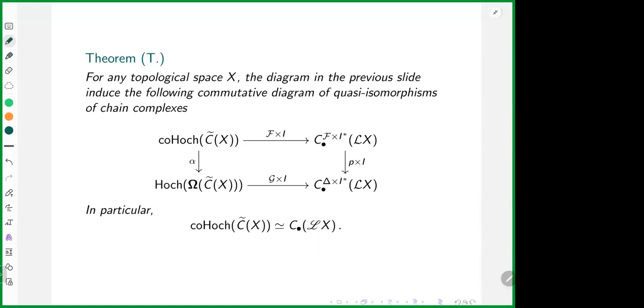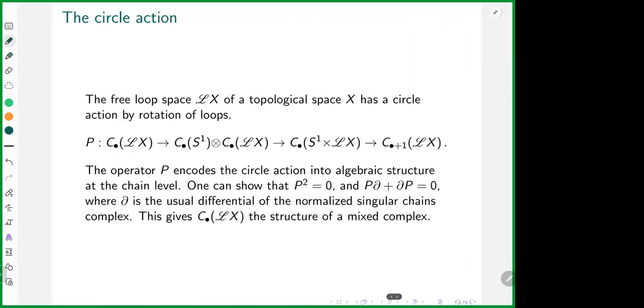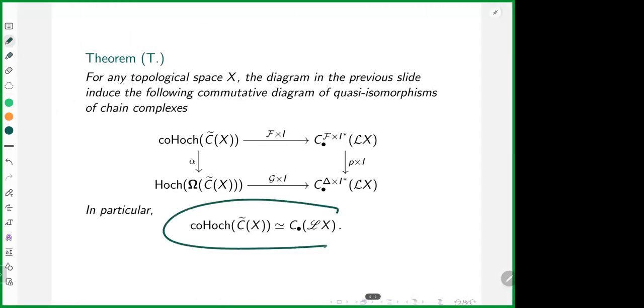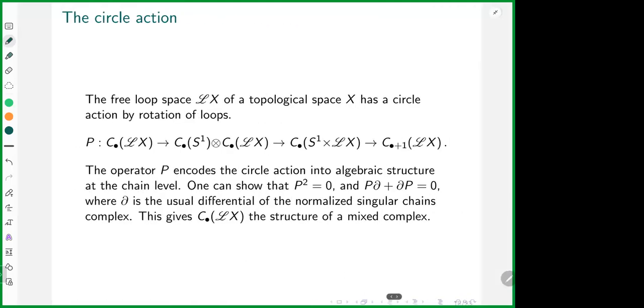Okay. Now, in a couple of minutes that I maybe have, I'm going to very fast tell you about the equivariant part of the story. I apologize if it's a bit rushed, but I don't have a lot of time. Okay, so we would want this to remember or encode the circle action on the free loop space of X. So that's what we're going towards.